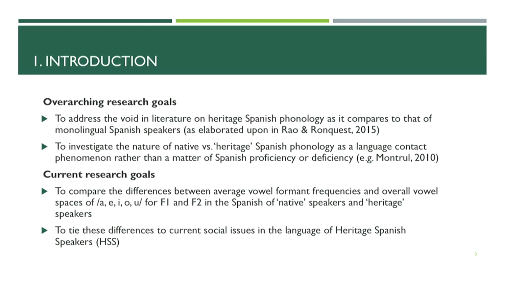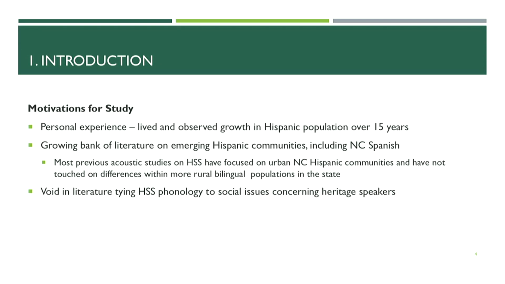Today we're going to be focusing on the differences between the average vowel formant frequencies and the overall vowel spaces, as you'll see in your standard classroom chart of A, E, I, O, U in the Spanish of native speakers as I've identified them in this study, and then a group of heritage speakers in an emerging community of the United States. With these results, we want to tie those differences to current issues being talked about in the language of heritage Spanish speakers, foremost identity and the repercussions that can come about from having contrastive features in the phonology as opposed to a native Spanish speaker.